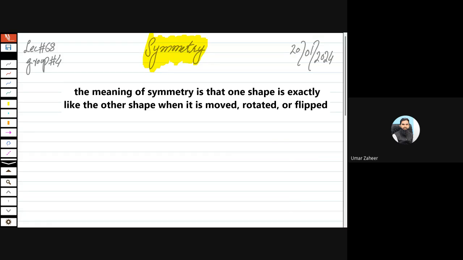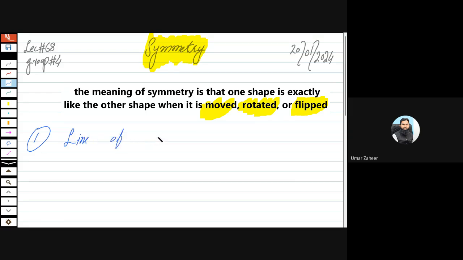Okay, so if you are going to talk about symmetry, the meaning of symmetry is that one shape is exactly like the other shape when it is moved, rotated, or flipped. We are talking about when we flip it, rotate it, or move it. The first type of symmetry that we are going to discuss here is the line of symmetry.